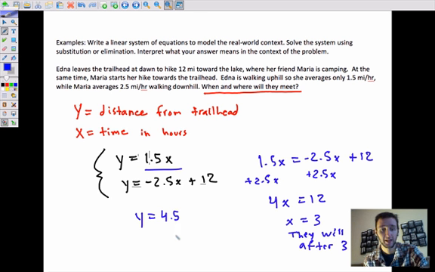Okay, and then again, in terms of the problem, that means y, remember y is the distance from the trailhead, so they'll meet 4.5 miles from the trailhead.